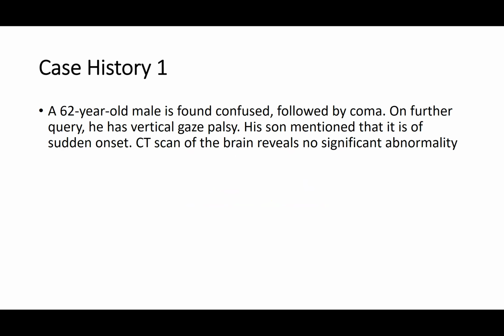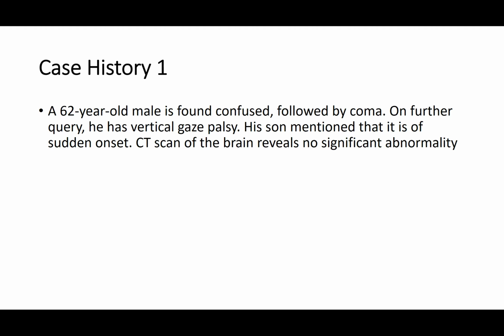So let's break it down. The patient is confused, followed by coma. So there is some central nervous system insult. Also, there is vertical gaze palsy. So there could be midbrain involvement because the midbrain has the vertical gaze center. The horizontal gaze center is situated in the pons and the vertical gaze center is situated in the midbrain. This is information number one.